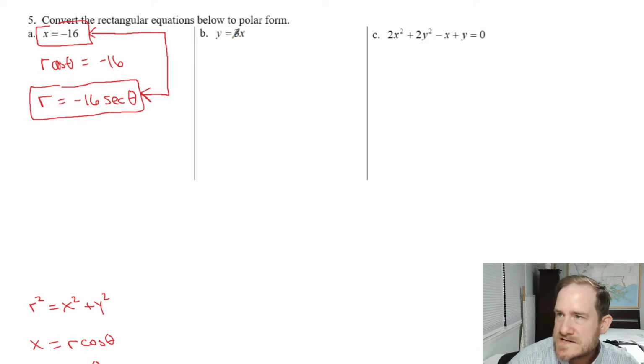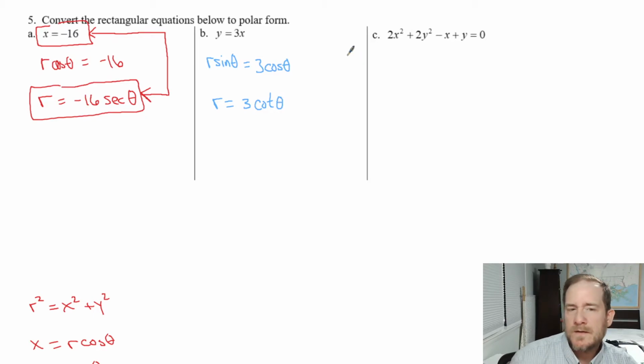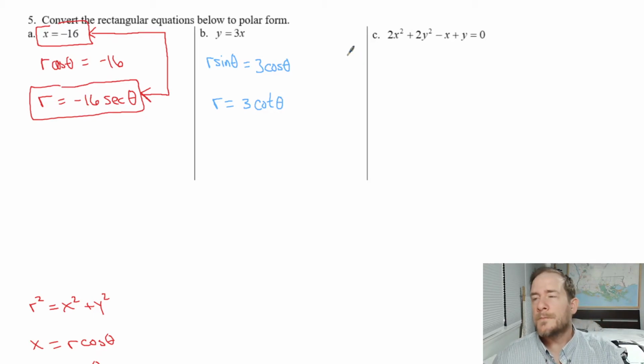Next, for this one, I guess we just make those same substitutions. We'll say r sine theta for y equals 3 cosine theta. And again, you typically want to solve for r, so divide by sine. And you get r equals 3 cotangent theta? Alright, I guess. Sure, sounds fine.